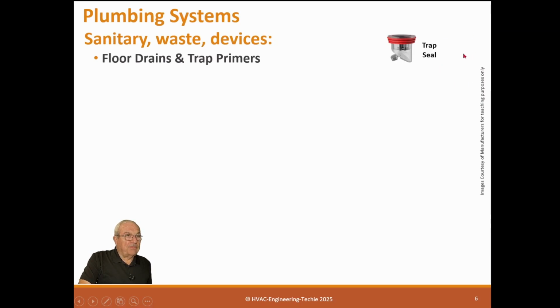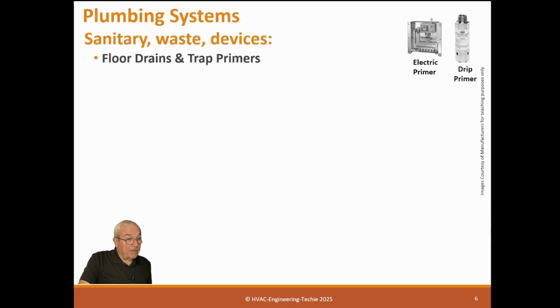This is a drip trap primer, and this is a trap seal. What this one does, this one is in a wall somewhere, and it has a water pipe going to it, and it has a water pipe going down to the side of the trap. And you would just adjust this manually so it has so many drips an hour that will keep that trap full of water, and it won't evaporate out.